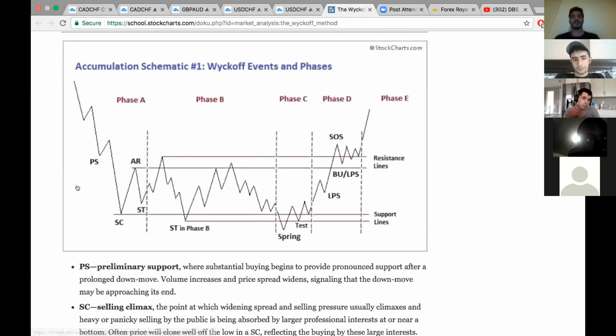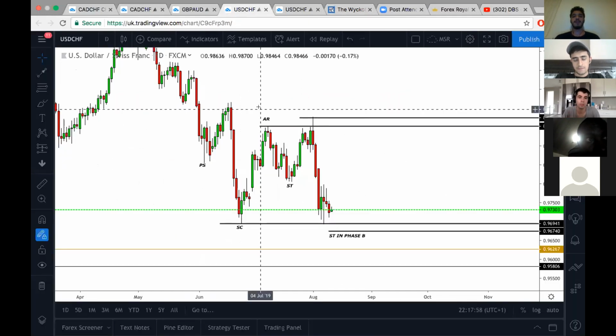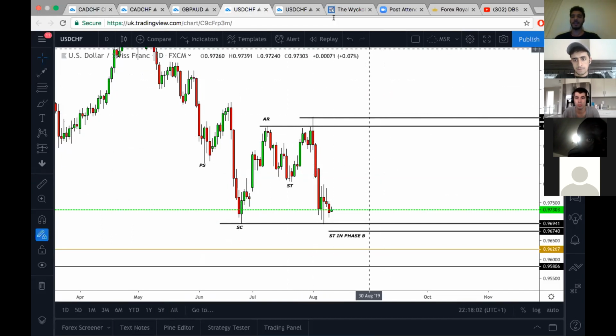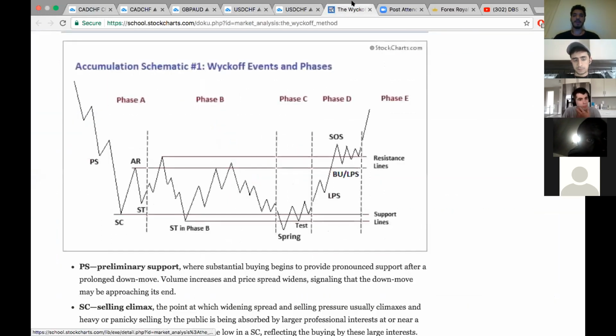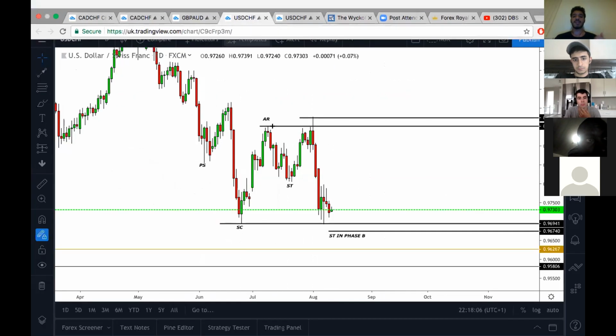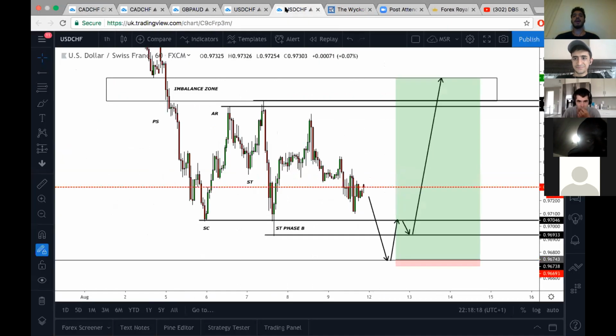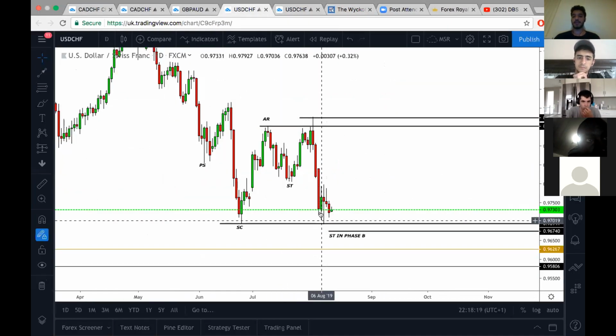Automatic rally, secondary test, right? Go back here. You have your automatic rally, your secondary test. So it forms a little double top, as you guys can see over here. And then a push down where you have your secondary test in phase B. Now, if you guys look closely, you'll see the secondary test in phase B is normally slightly lower than the selling climax, okay? Slightly lower. That is why I haven't bought this yet.